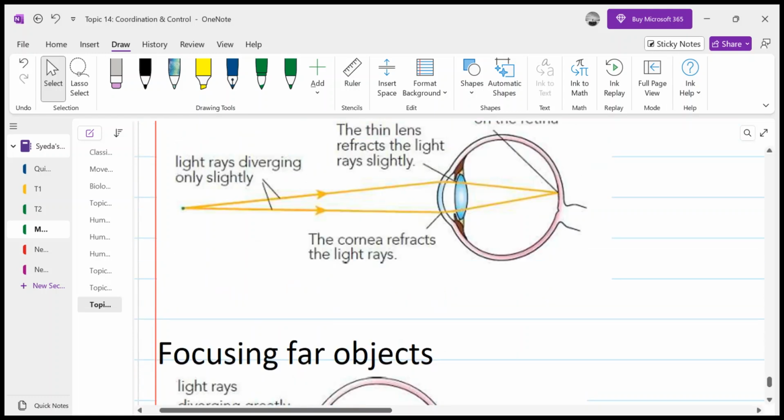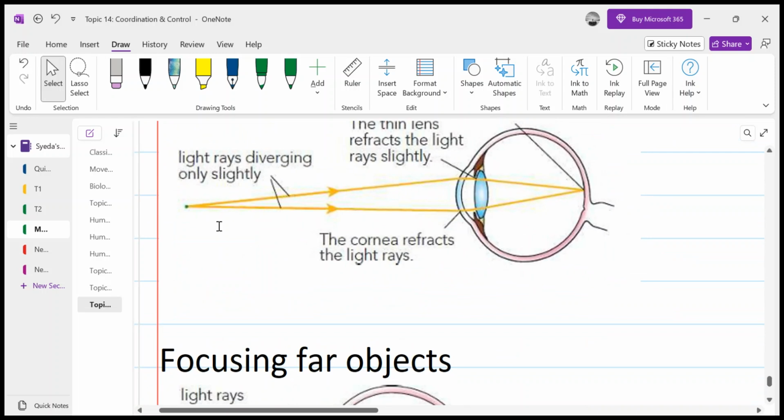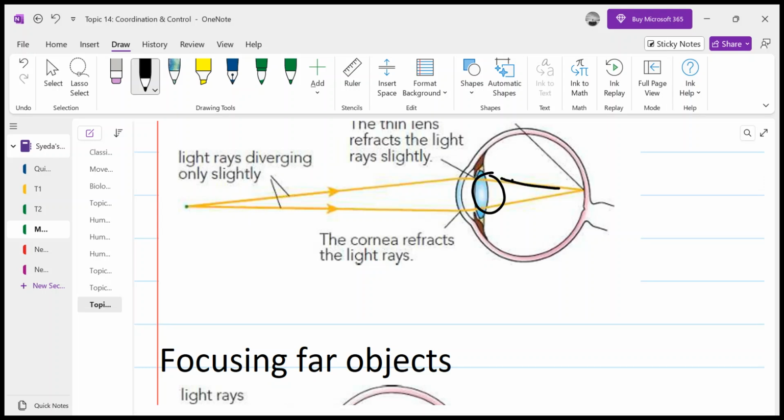But whenever we have to see something which is far away, that light is not that much diverging, it is only slightly diverging. We already have two focusing objects, cornea and lens. The cornea is doing its function, refracting the light. But if the lens is more bulging, it will focus light more. Let's say the lens is more bulging, so where will this light focus? This light will focus here, before reaching over there.